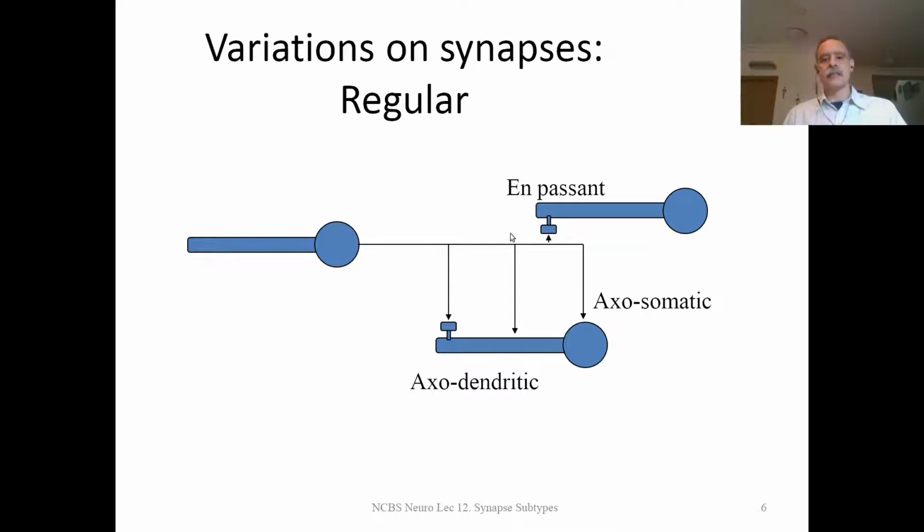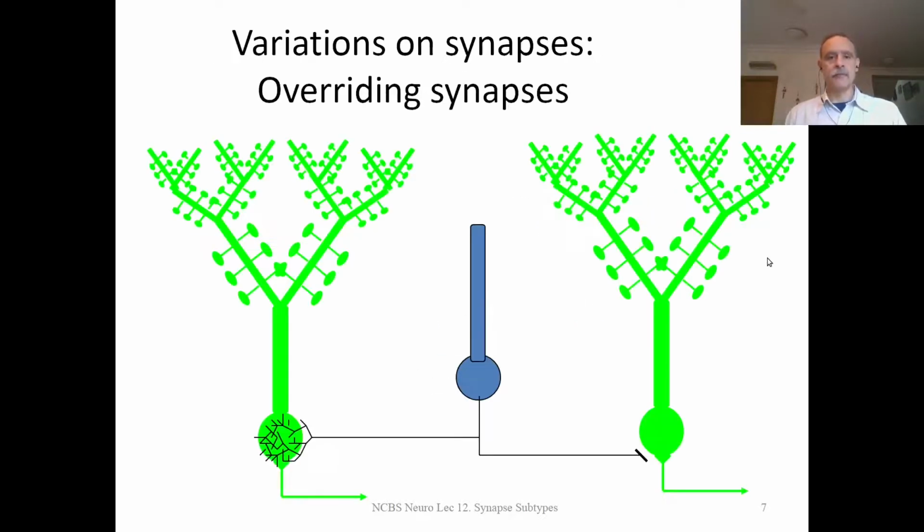There's a release site, and that goes and activates, in this case, a dendritic spine, or it could activate something else. Right, so these are all still regular simple synapses, but even here you have this variety of possibilities of location and, in fact, how the junction, how the presynaptic bouton is placed on the axon. It can be at a terminal, or it can be along the length of it. All right, what else can we see?